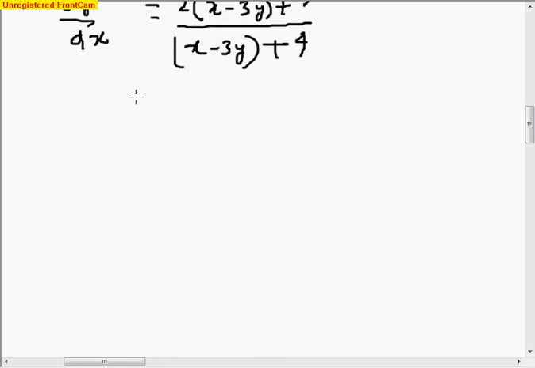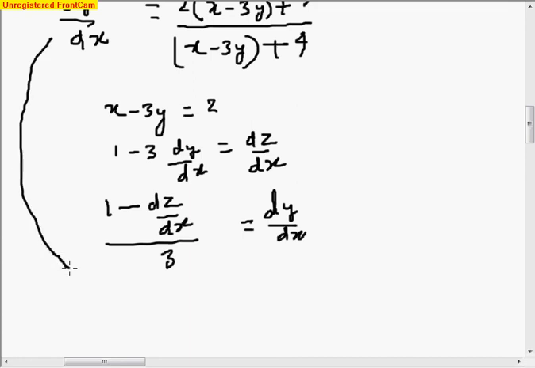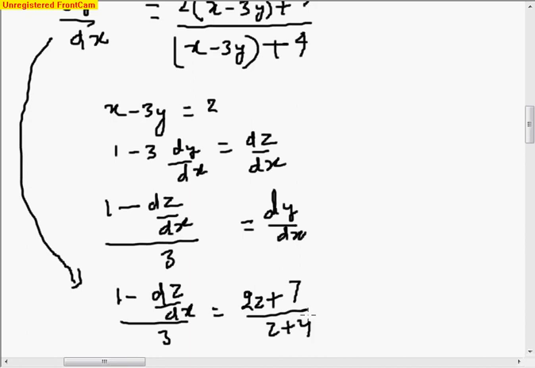Obviously we'll put x - 3y = z. This is not going to be a homogeneous equation, it will reduce to a variable separable equation. So 1 - 3 dy/dx = dz/dx, so I have (1 - dz/dx)/3 = dy/dx. This equation will give me (1 - dz/dx)/3 = (2z + 7)/(z + 4). This is a variable separable equation.